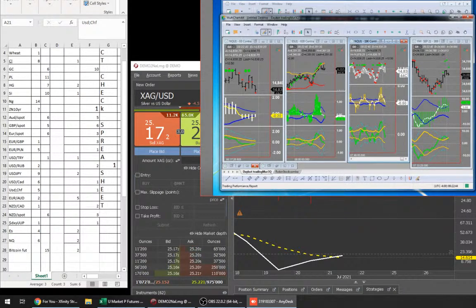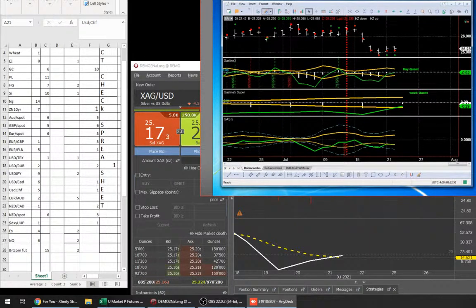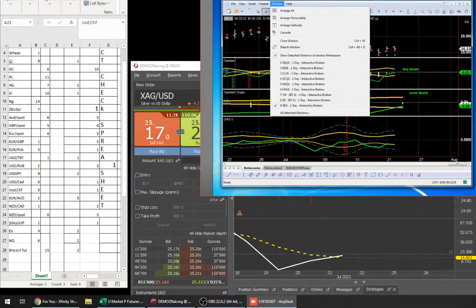All right, traders. What else have we missed? Have we missed anything else? We left off at silver. So let's see. What's the next thing we could do here?